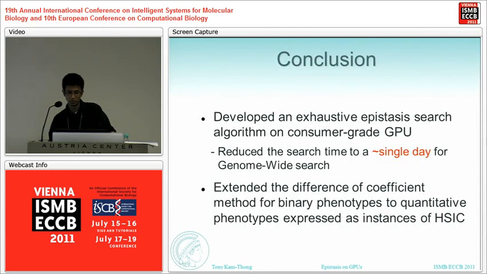In terms of conclusion, we've successfully developed an exhaustive epistasis search on a consumer-grade GPU. I stress consumer-grade because we want this method to be accessible for everyone. You don't need to buy a specialized type of GPU, and we reduce the search time down to a single day for a genome-wide search. We further extended the difference of coefficient method for binary phenotypes to quantitative phenotypes by recognizing that they're both instances of HSIC.